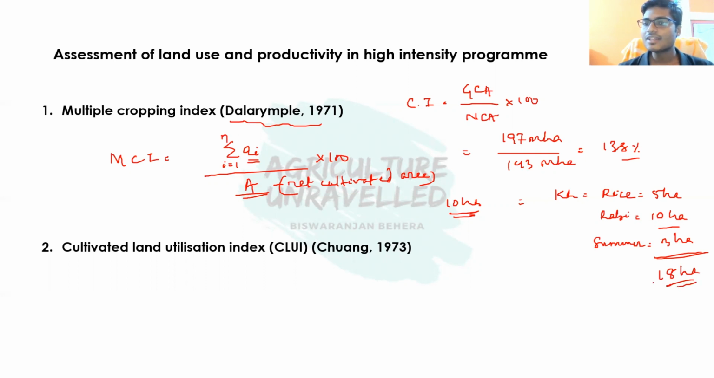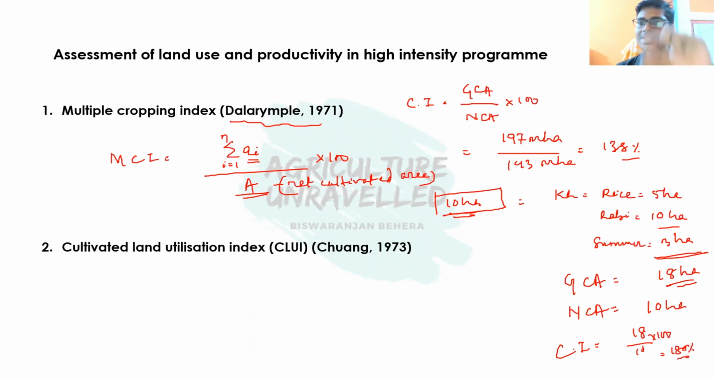So 18 hectare is the gross cultivated area. Then what is the net cultivated area? Net cultivated area is 10 hectare because the farmer has only 10 hectare land. So cropping intensity is 18 divided by 10 into 100. So it is 180%. This is also applicable in multiple cropping index.